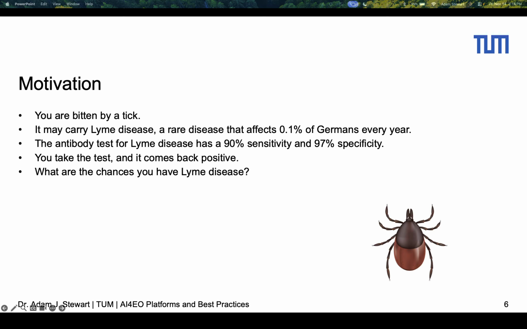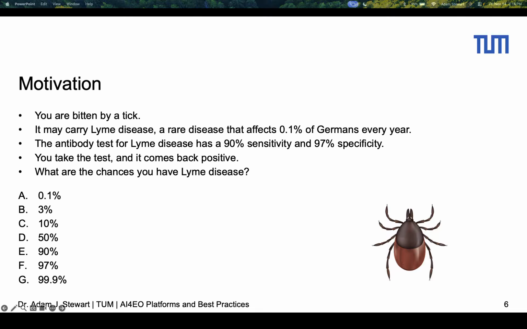Lyme disease affects about 0.1% of people in Germany every year, so it's not that common. There are tests for it, and they have a 90% sensitivity and a 97% specificity. I haven't explained what those mean yet, don't worry, I will. So that's the based on the true story part. The rest is not true. I didn't actually take a test, but let's say I did. So I took this test with this specificity, this sensitivity, and it said, you have Lyme disease. What are the chances that I actually have Lyme disease?